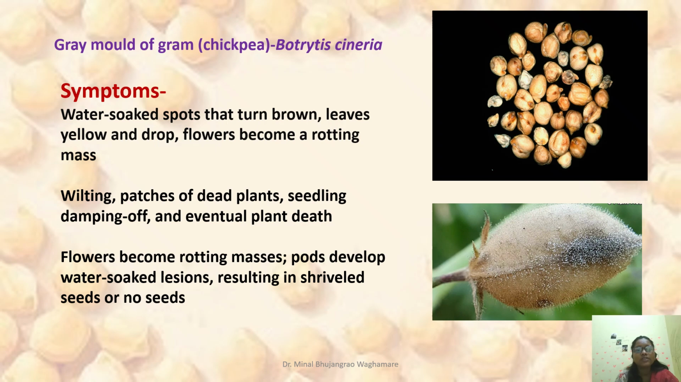Another important disease of chickpea is grey mold of gram. The causal organism is Botrytis cinerea. In this, we can see water-soaked spots forming on the pods, seeds and leaves too. These turn brown and blackish in color, and leaves become yellow and drop, and flowers become rotten and mossy. In some places, wilting, patches of dead plants and damping-off kinds of symptoms also appear and eventually lead to plant death.